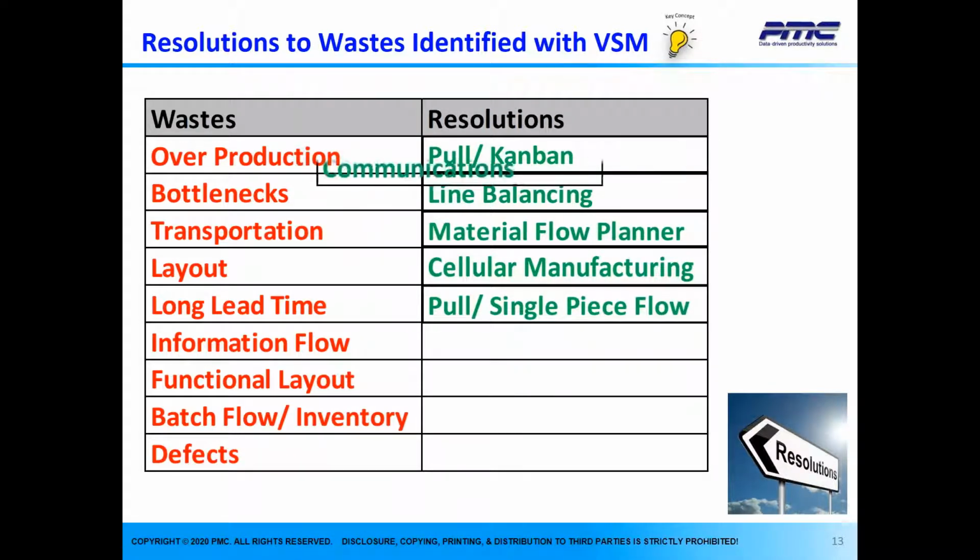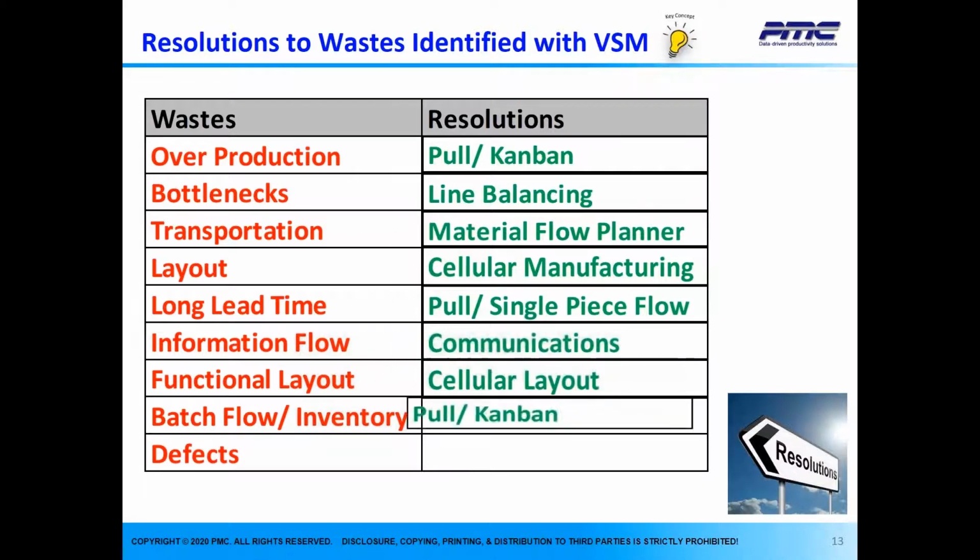Information flow, of course, communications. Functional layout is also another cellular layout concept that can help us to come up with a better functional layout. Batch flow or inventory, similar to overproduction, can be taken care of utilizing pull or Kanban system. And defects: how can I come up with a zero defect concept? This is when we deal with quality at the source.